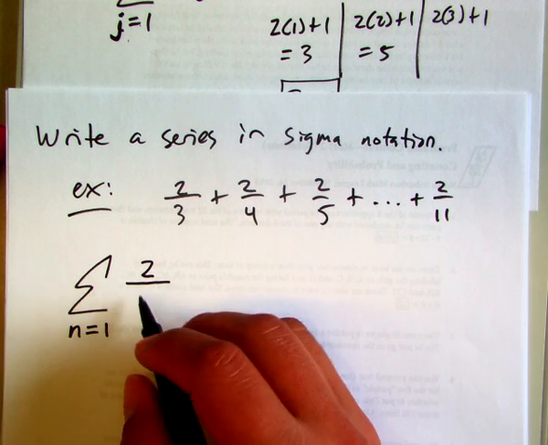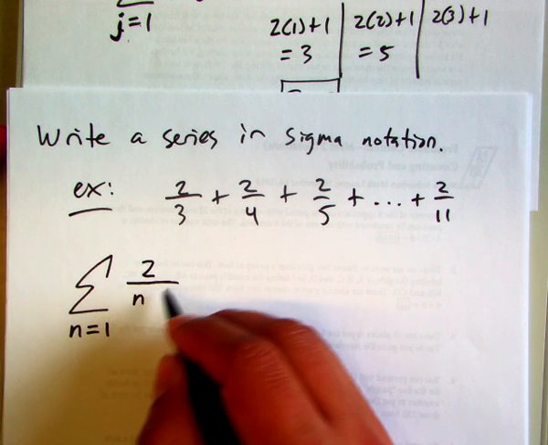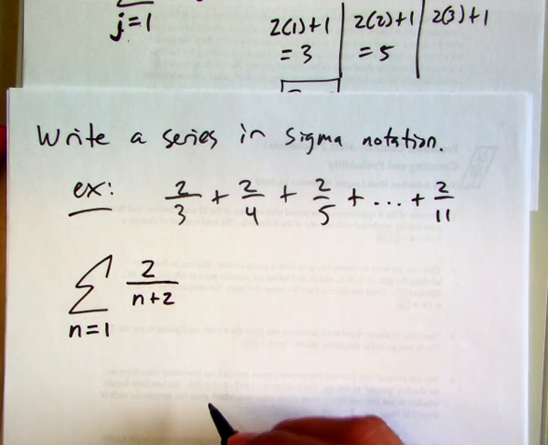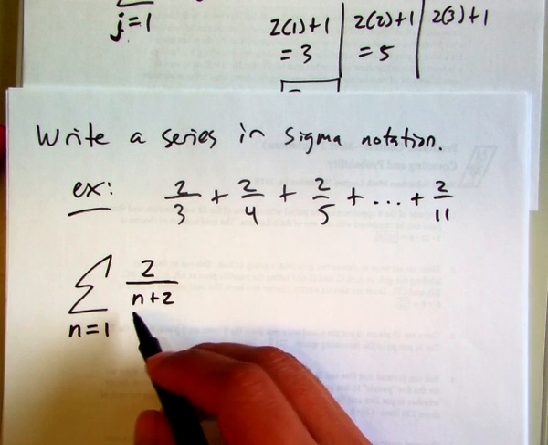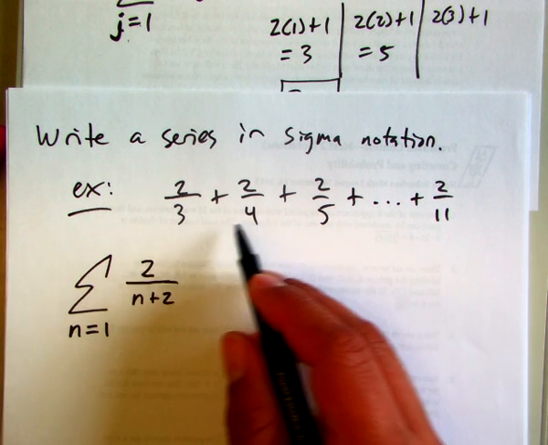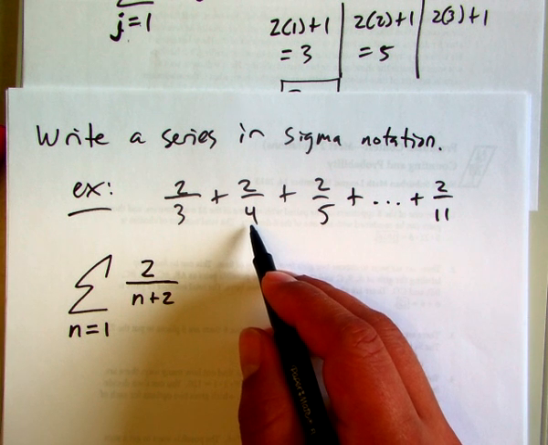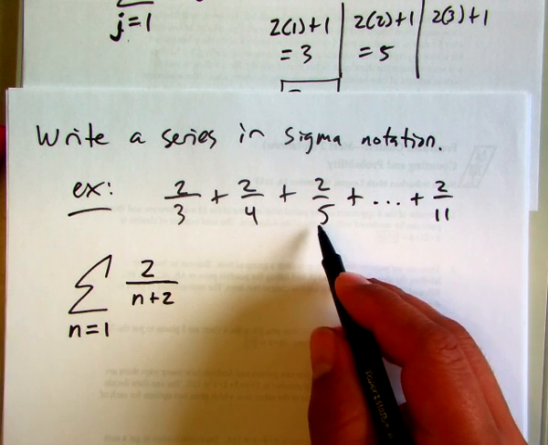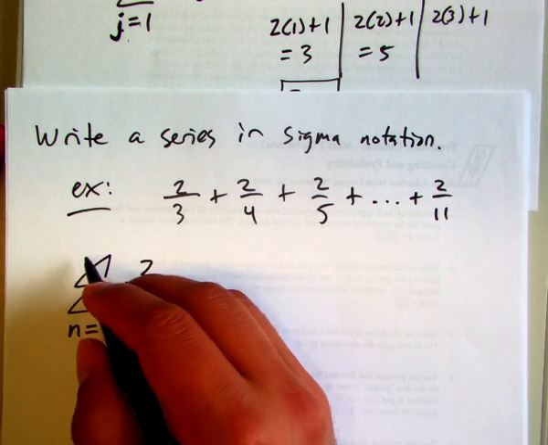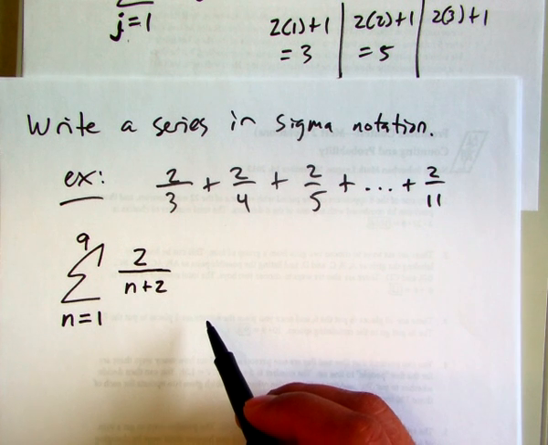So here's what we can do. If I make this n and then add 2, now this seems to work, because if I plug in 1, you get 3. If I plug in 2 for the second term, 2 plus 2 is 4, so we get our denominator of 4. And now to get 11, you would use 9, and that's where I stop. Okay?